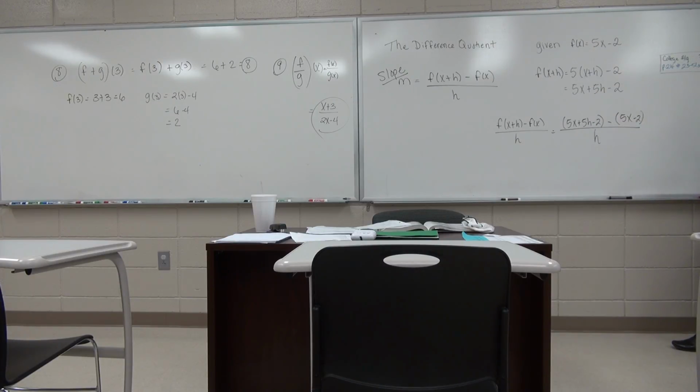So far, so good. Now we just got to clean it up. Let's distribute that negative and combine like terms. So that's 5x plus 5h minus 2 minus 5x plus 2 all over h.